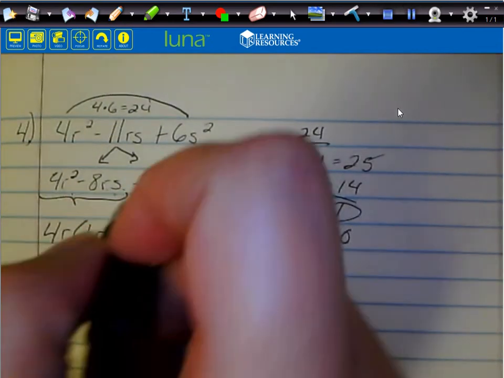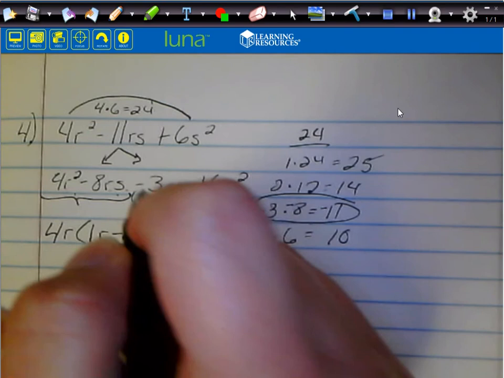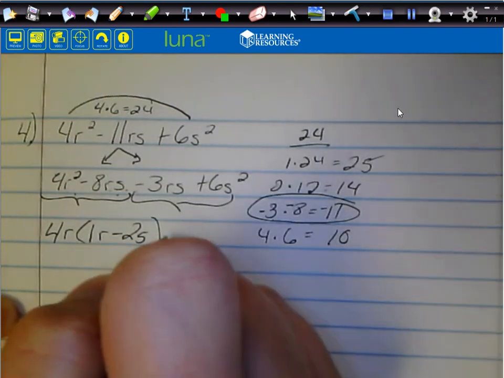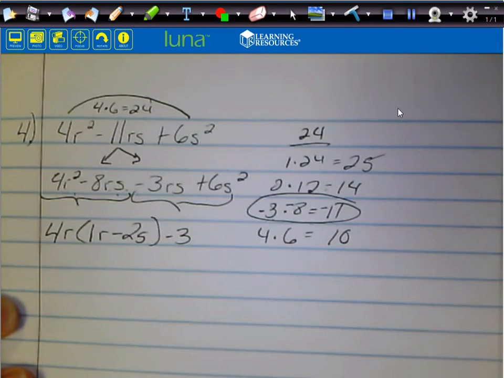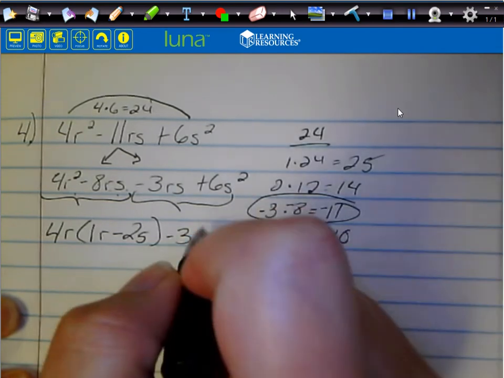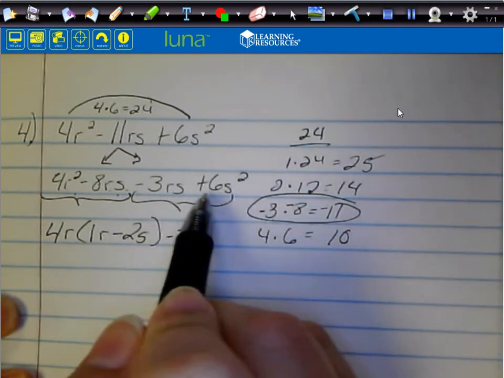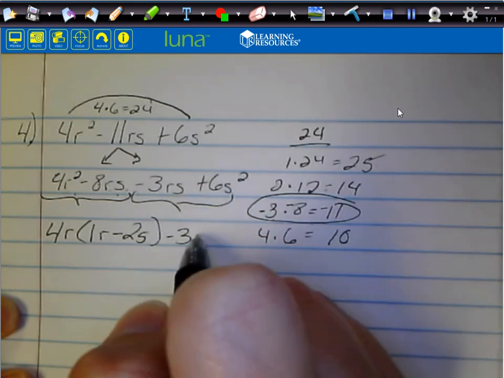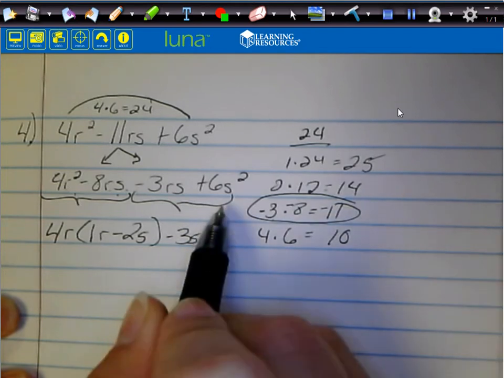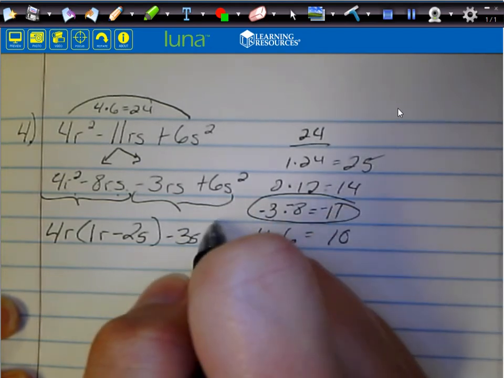Right now I'm going to go and group these two together. Since that front number is negative, I'm going to try taking out a negative. And I'm going to take out a 3, because if I look at 3 and 6 on my factor sheet, they both have a 3 in common. And if I look, this time they both have at least one S. This one has 2 S's and this one has 1. So I can take out an S here. But I can't take out an R because this 6 doesn't have an R.